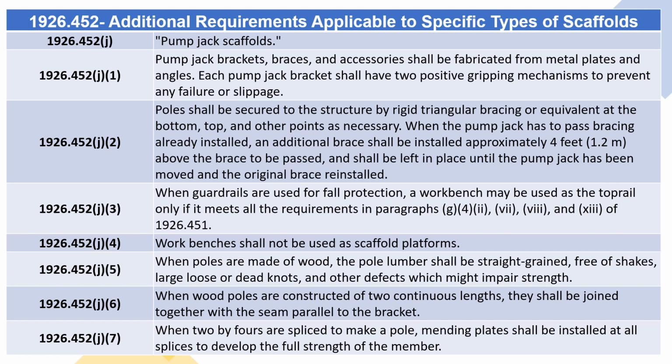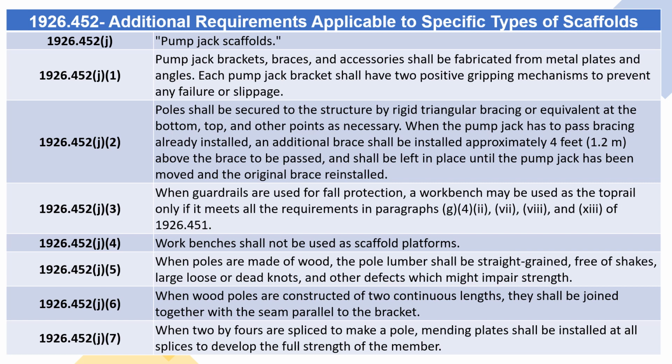Poles shall be secured to the structure by rigid triangular bracing or equivalent at the bottom, top, and other points as necessary. When the pump jack has to pass bracing already installed, an additional brace shall be installed approximately 4 feet (1.2 meters) above the brace to be passed, and shall be left in place until the pump jack has been moved and the original brace reinstalled.